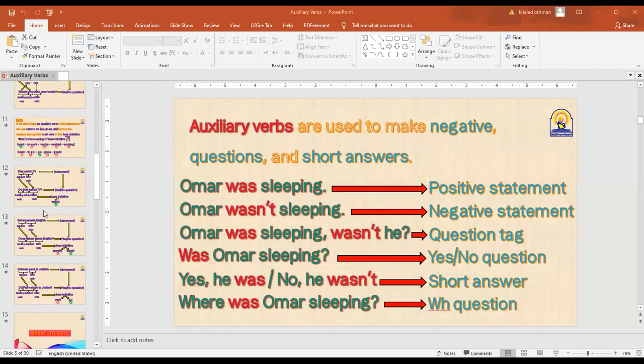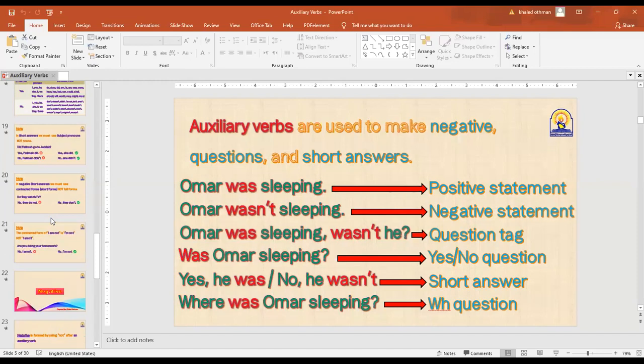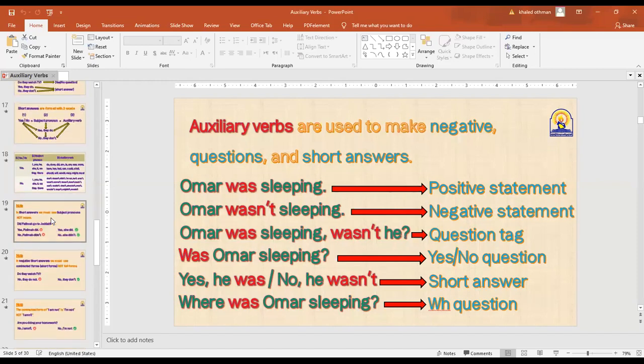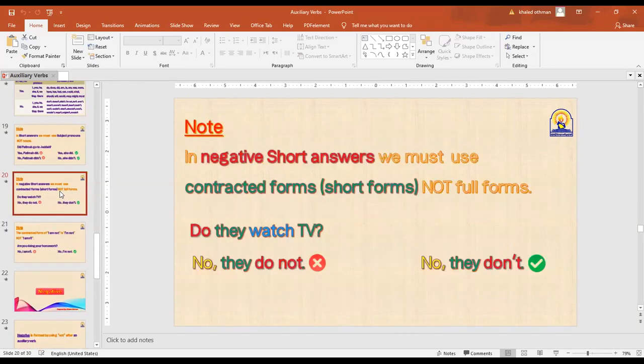Okay, let's have a note here. I have a note for short answers, guys. I didn't say it last lesson. I hope I can find it here. Yes.